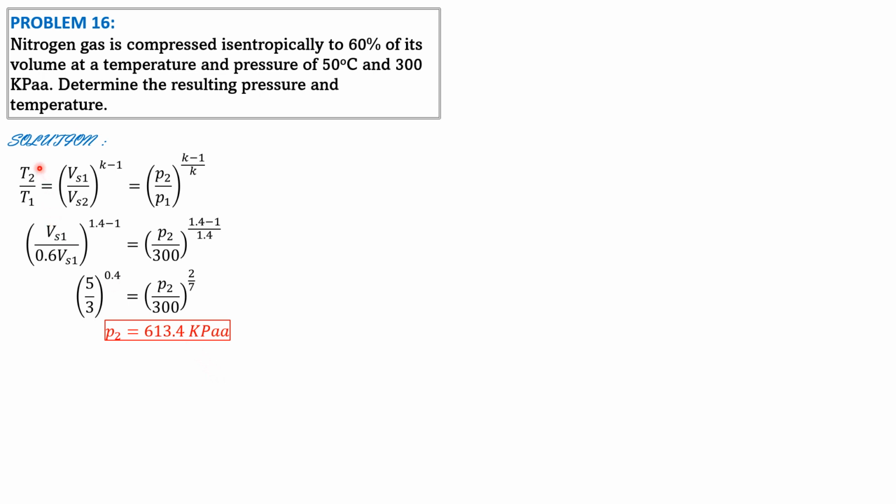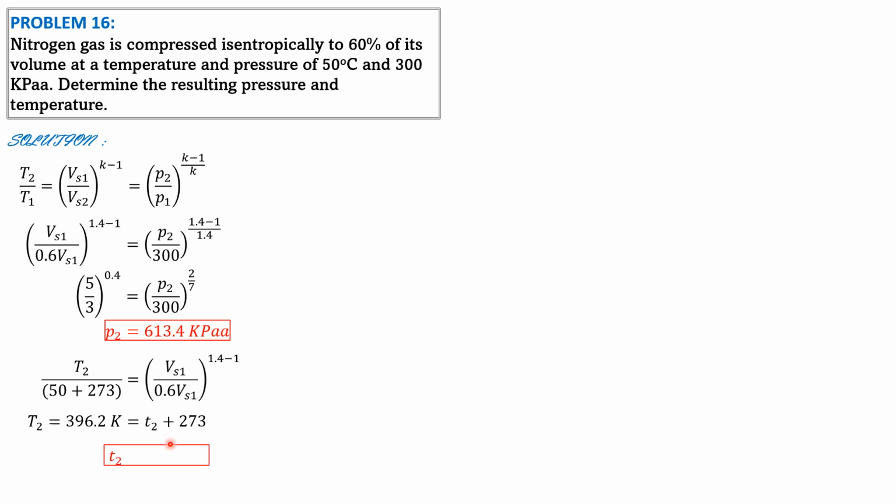For the temperature, take note this is absolute temperature and we express our answer, the resulting temperature, in degrees Celsius. So we use this equation here. T sub 2 over T sub 1, where T sub 1 is 50 Celsius plus 273 kelvins, then Vs1 over 0.6 of Vs1 raised to 1.4 minus 1. So cancel Vs1, then we can now compute T sub 2, and it is 396.2 kelvins equals T sub 2 in degrees Celsius plus 273. So T sub 2 in degrees Celsius is 396.2 minus 273, and that's 123.2 degrees Celsius.